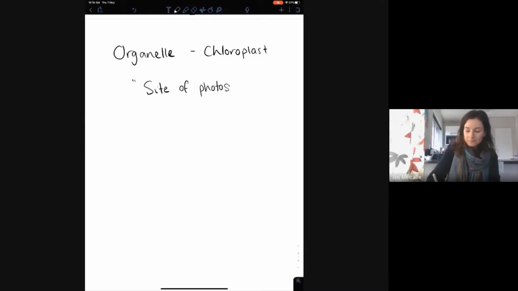Photosynthesis. And that's where all the magic happens. That's where all the glucose is made. And if we zoomed into a chloroplast, it would kind of look like this.